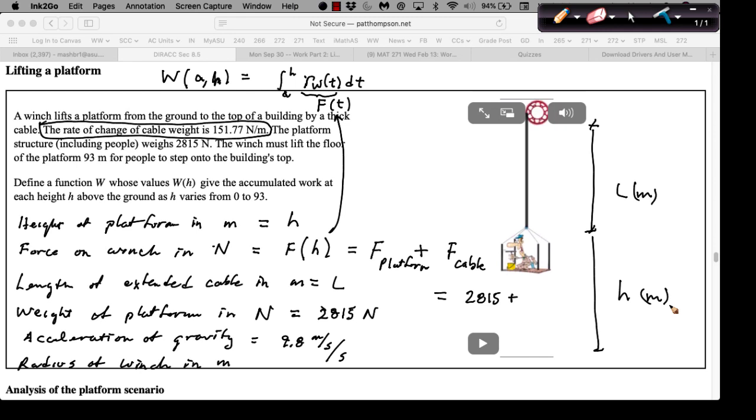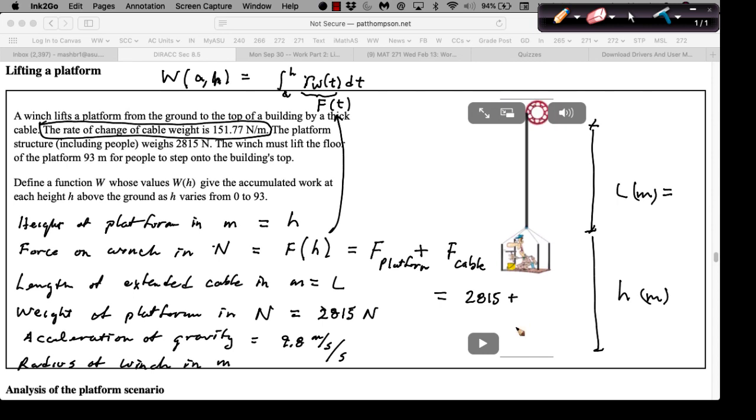So what do I need? I need the weight of that cable, and we defined it as L meters of it in terms of H. How will I get that? So first of all, what is L in terms of H? Well, how much cable do I have out if the platform is H meters up?